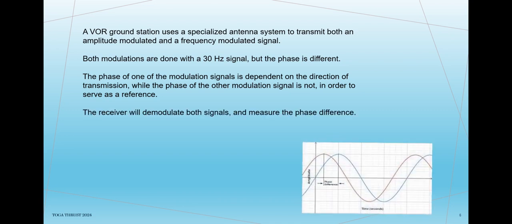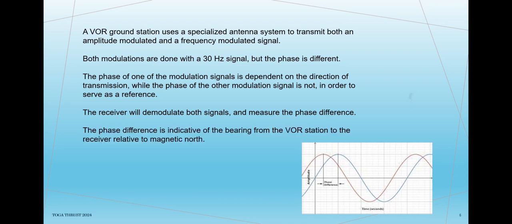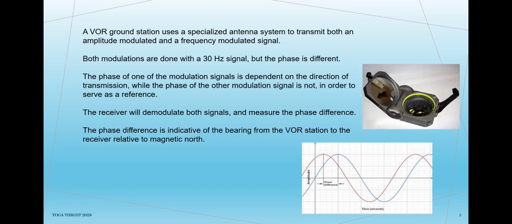The receiver will demodulate both signals, and measure the phase difference. The phase difference is indicative of the bearing from the VOR station to the receiver relative to magnetic north. This line of position is called the VOR radial.